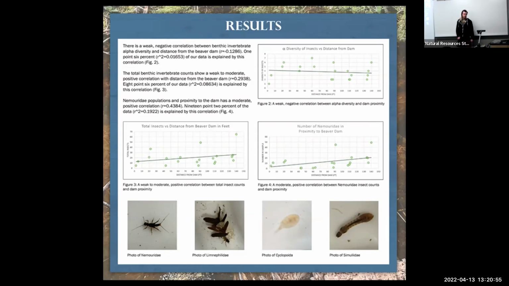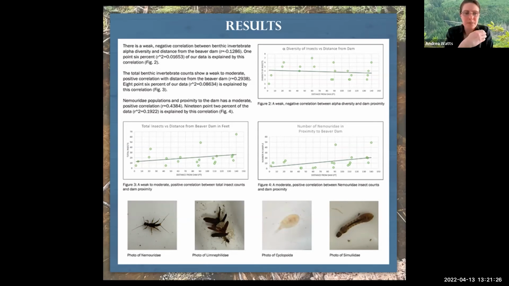Okay, nice. And so what research question were you trying to answer? Is there a correlation between benthic macroinvertebrate population counts and alpha diversity versus distance from a beaver dam? Okay. So does that have any implications for other parts of the stream ecosystem, and trying to find the answer to that question?